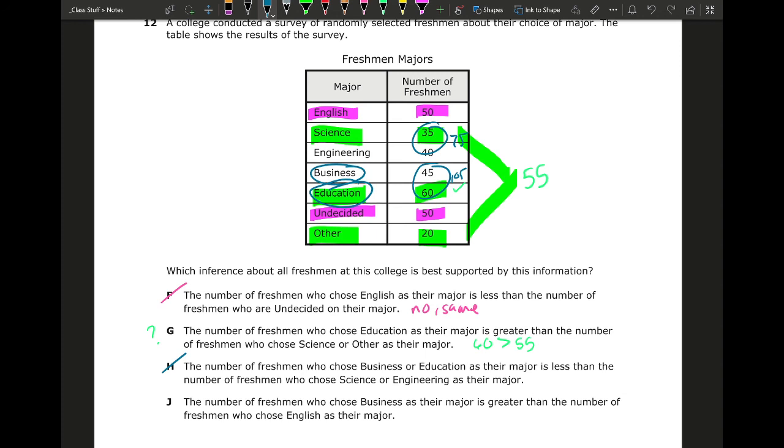The number of freshmen who choose business as their major. Now we're looking at business as their major is greater than the ones who choose English. Business is 45, more than 50? Nope. My answer was indeed G. There's nothing else to do for this but to work backward and evaluate each one of those answer choices.